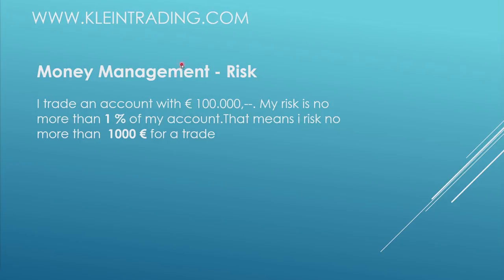So my money management is also very easy. I trade an account with 100,000 euros. My risk is no more than 1% of my account. That means I risk no more than 1,000 euros for a trade. That is very important, because if I'm not going to risk more than 1%, I must have 20 losses in a row to lose 20% of my account, and this is not possible. It never happened so far, and not with a system that is going to use volume.